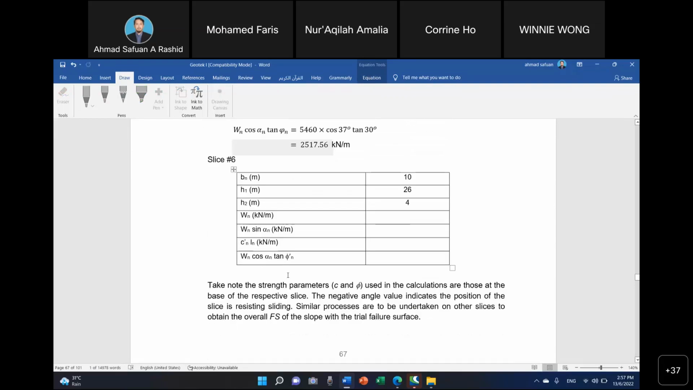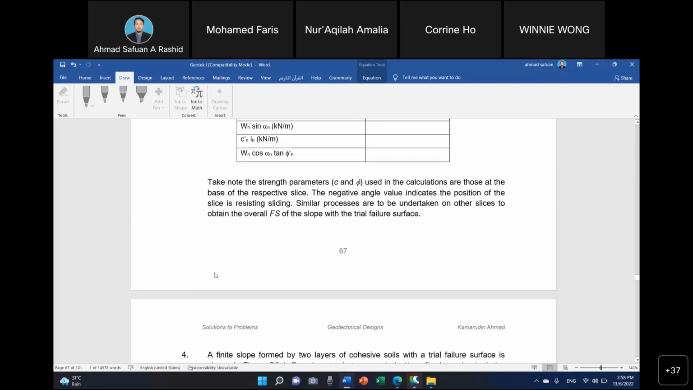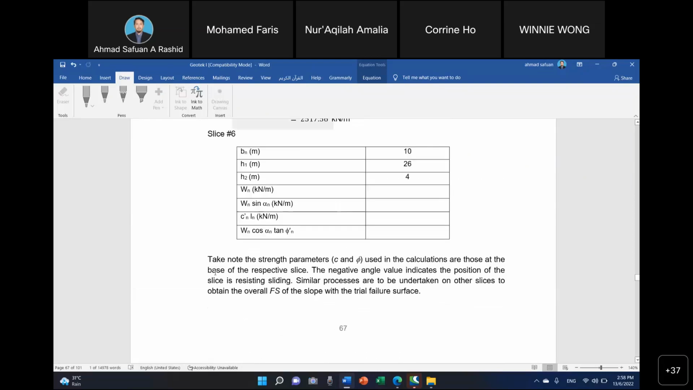So taking note, the strength parameters C and phi used in the calculation are those at the base of the respective slice. The negative angle value indicates the position of the slice is resisting sliding. Similar processes are to be undertaken on other slices to obtain the overall safety of the slope with the trial failure surface. So that is for example number 3.